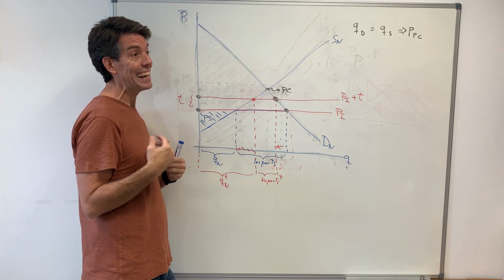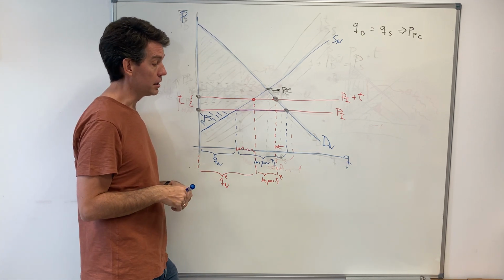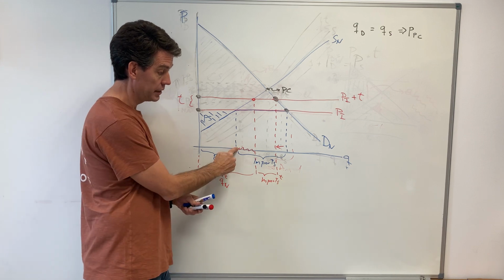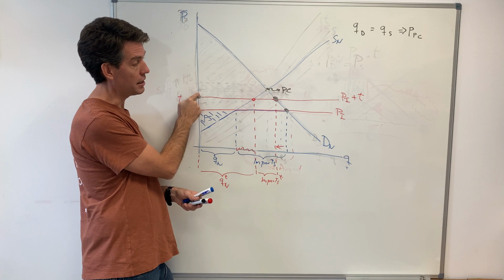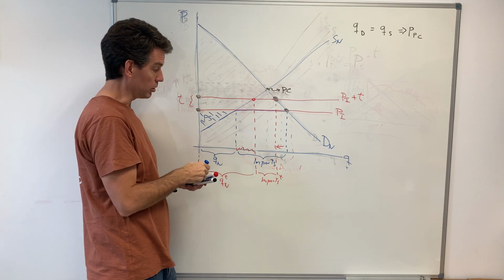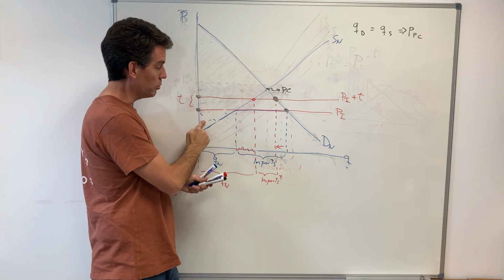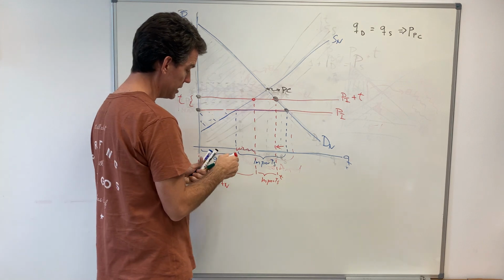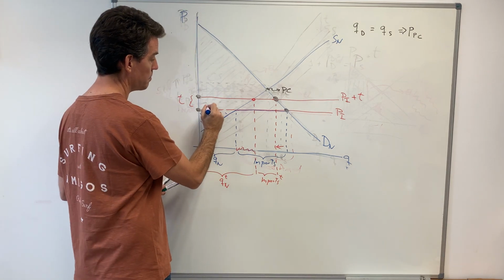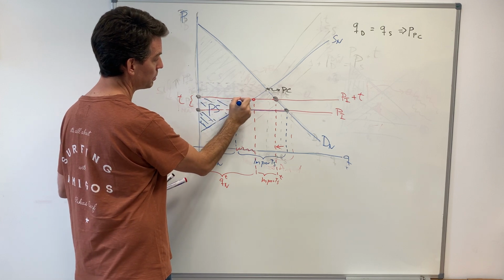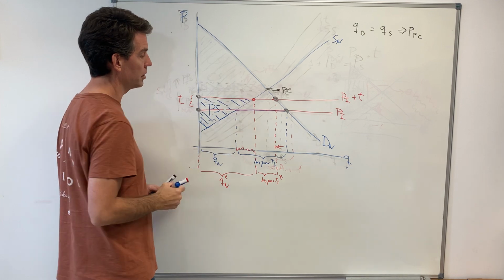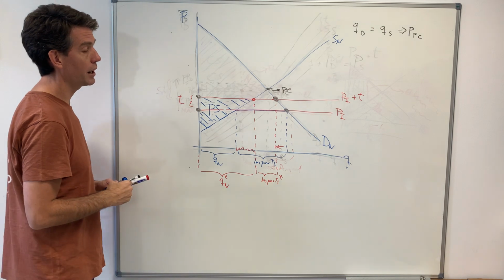The first one is national producers are going to be happier because of two reasons. First, they sell more, and also they receive a higher price. So the producer surplus now with the tax is going to be this bigger triangle that I'm highlighting here. National producers are going to be better off because they sell more and they receive a higher price.